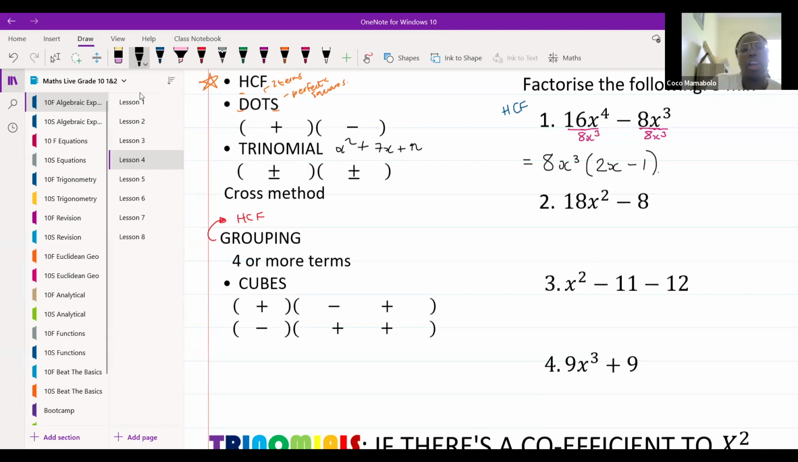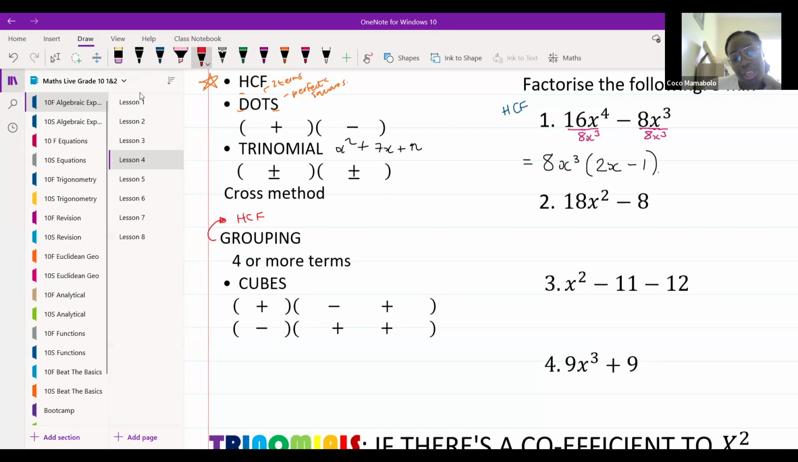Now, if we look at number 2, what kind of factorization are we going to use at number 2, guys? Oh, and my nose is just doing me in. What kind of factorization are we looking at for number 2?